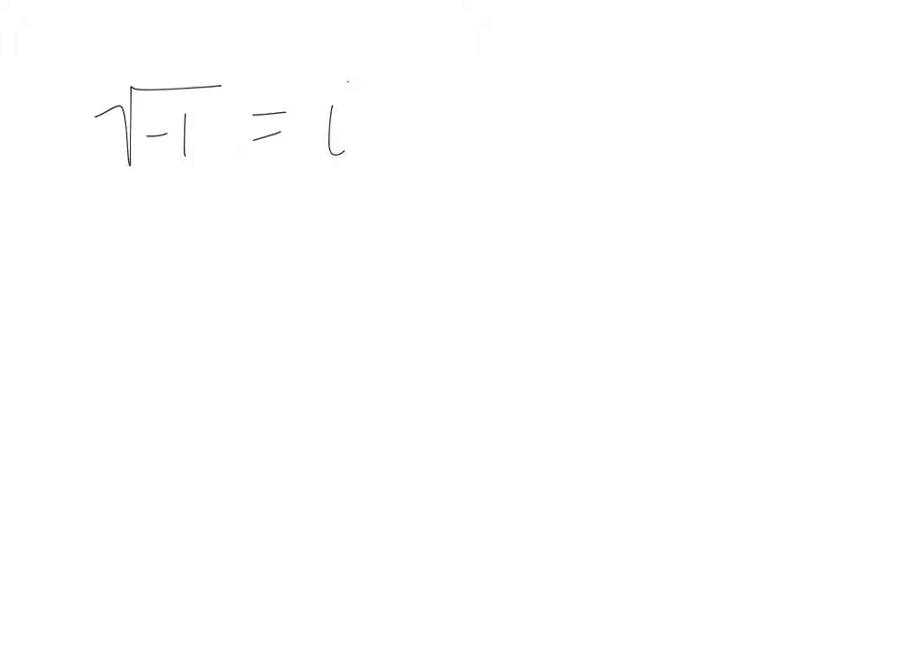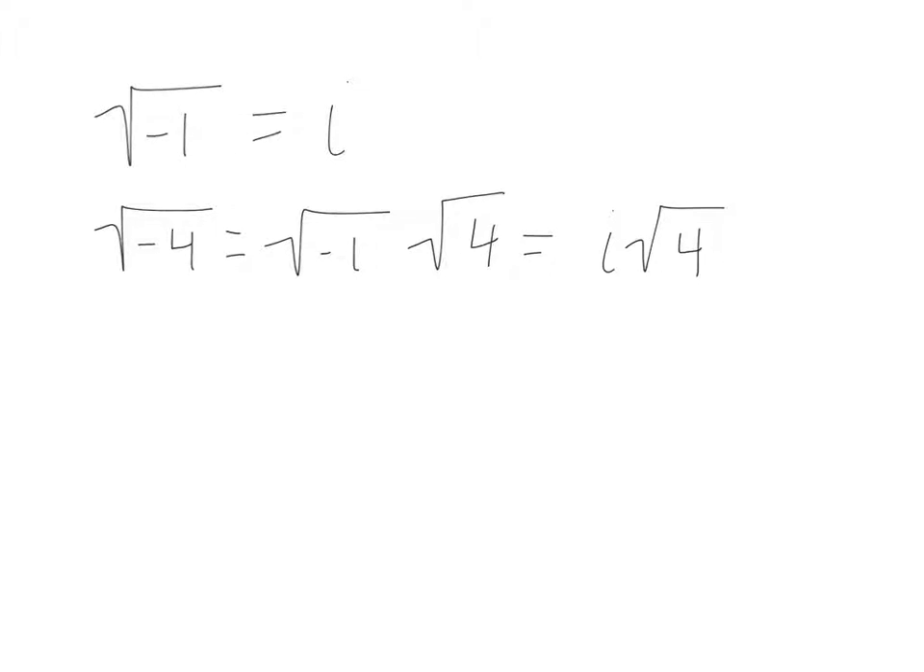Okay, so if we have, for example, the square root of -4, what we can do is rewrite this as the square root of -1 times the square root of 4, which would give me i times the square root of 4, because we know that this part is i, and we know the square root of 4 is 2, so it becomes 2i. Usually we write the i after the coefficient. So, for example, the square root of -36 would become 6i.